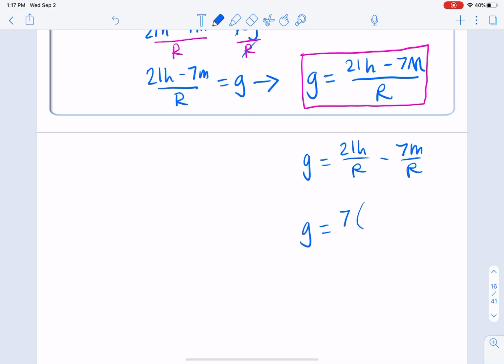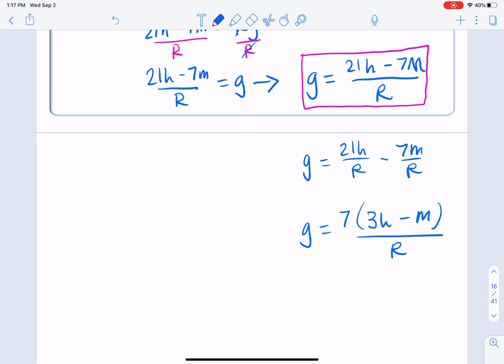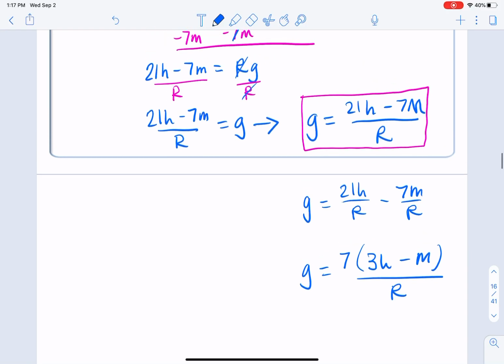I'd pull out 7, open up my parentheses, and now I divide both of these terms by 7. 21h divided by 7 gives me 3h. Negative 7m divided by 7 gives me negative m, over r. So possibly in a multiple choice scenario, it could look like a whole bunch of different things. And I even tell my calculus students, after we're done with our calculus, it's a multiple choice question. Now it's time for me to use some sort of algebra to make my answer match up with theirs.